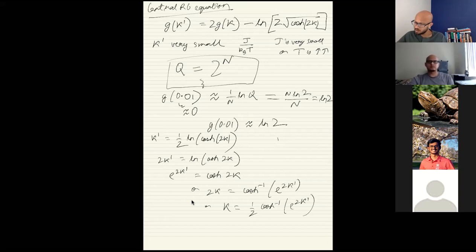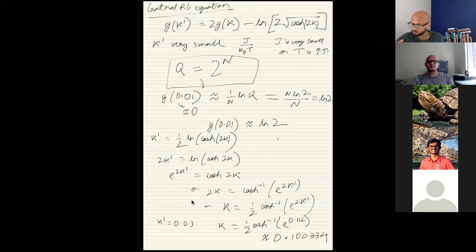So if you put k prime equal to 0.01 in this equation, then you can now write down the value of k. You can get the value of k by using a calculator or Wolfram Alpha or something. It's going to be half hyperbolic cos inverse of e to the power 0.02, which comes out to be approximately 0.100334. This is something I computed beforehand.